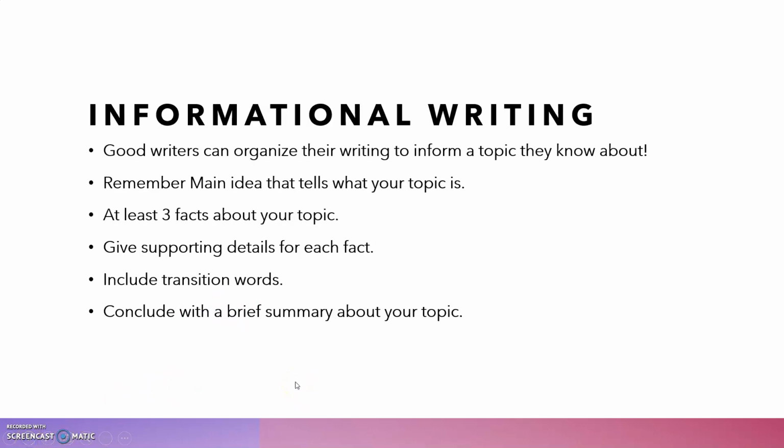Informational writing. Remember, good writers can organize their writing to inform about a topic that they know. If you know all about soccer or you know all about dance, that's something that maybe you are going to talk about. Remember the main idea that tells what your topic is about. You're going to list at least 3 facts about your topic. Make sure to give supporting details for each fact. You can include some transition words: next, then, first. And then at the end, conclude with a brief summary about the topic that you're writing about.